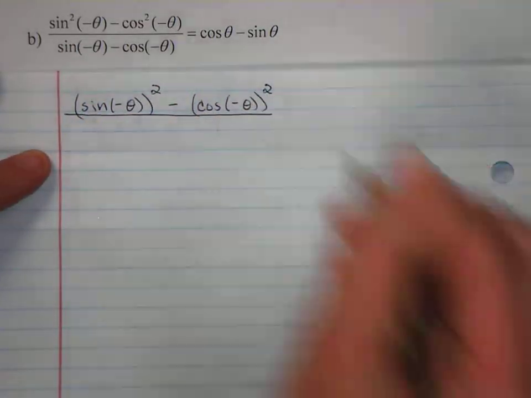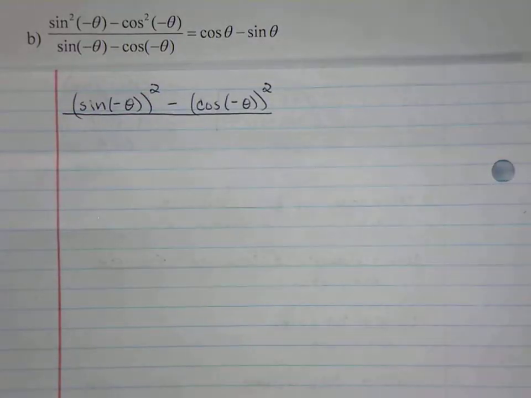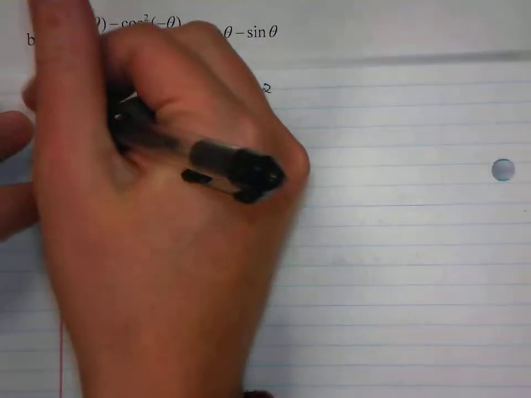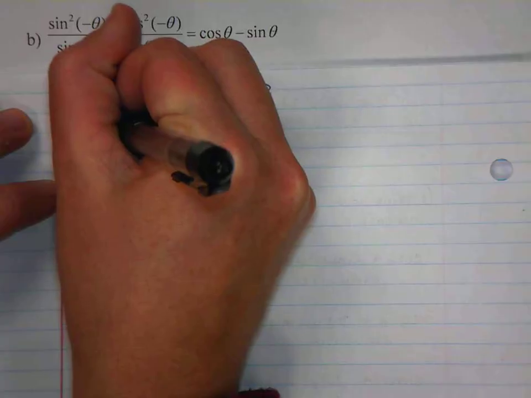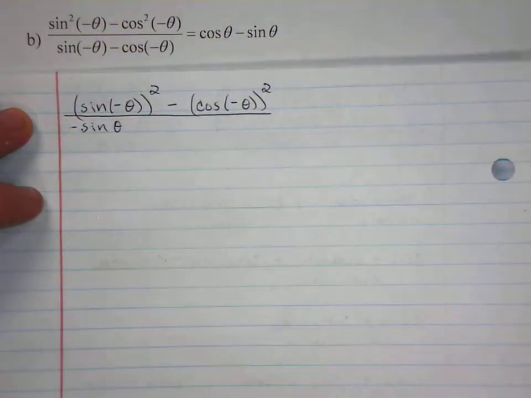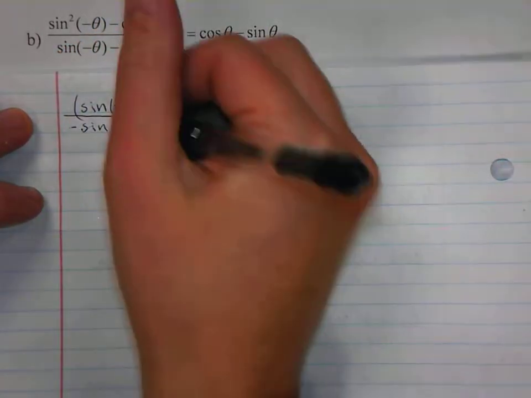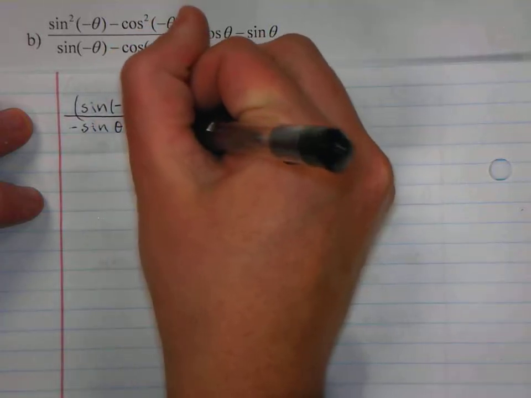So I'm going to work on that and chip away at that, but also at the same time look at my denominator. We've talked quite a bit about even and odd properties. So when I see things like negative angles, I'm going to try and simplify that. So sine of negative theta, being that sine is odd, can be rewritten as negative sine of theta. Cosine being even can be rewritten as just cosine of theta.